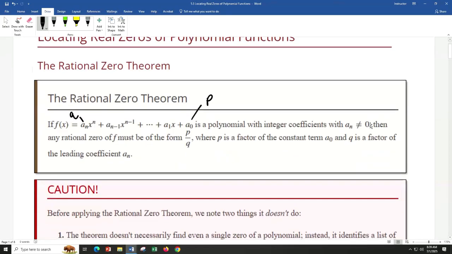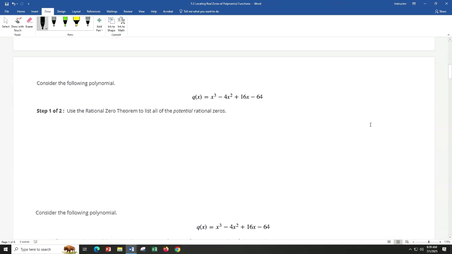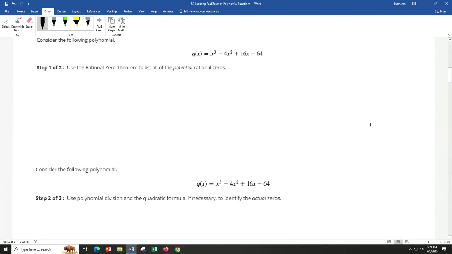We don't have to worry about that. I'll explain in a second. Notice on this one right here, we're not going to factor it just yet. Using the rational zero theorem, all we're doing right now is trying to find zeros. There's a reason I'm hanging out in 5-3 for a little bit.